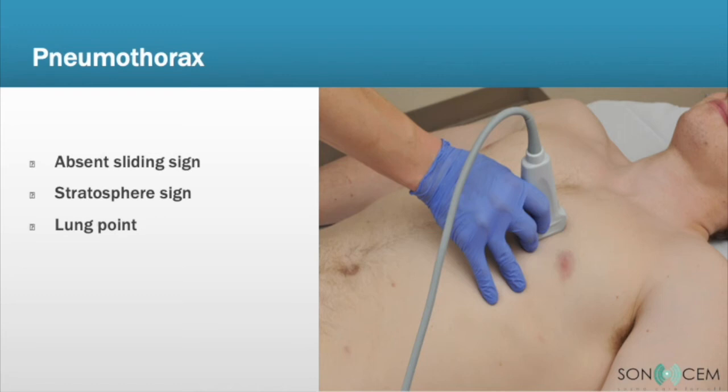Presence of sliding sign can rule out pneumothorax, but absent sliding sign cannot rule in pneumothorax, because there are also other conditions that can cause absent sliding sign. For example, lung pathology like pneumonia, bullous, lung atelectasis, or it can be due to one lung intubation. So what is more specific for pneumothorax? It is lung point. For this lung point, I'll explain it later. In pneumothorax, if we put in M mode, it will produce barcode sign, or we call that stratosphere sign.